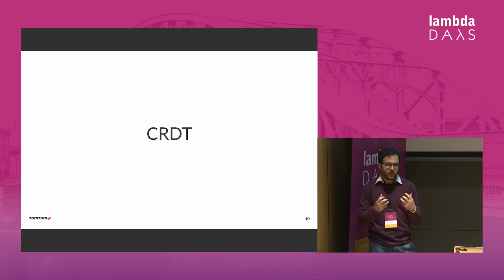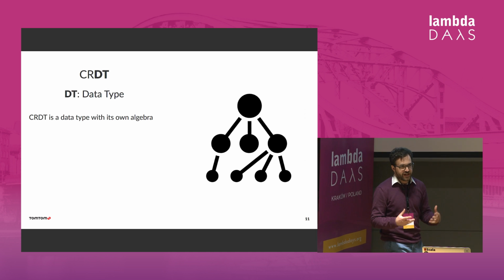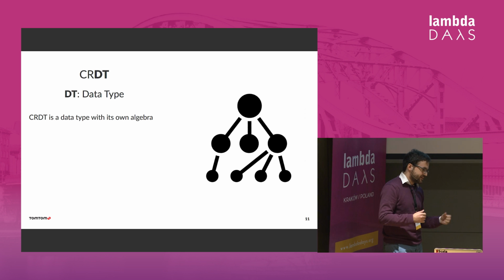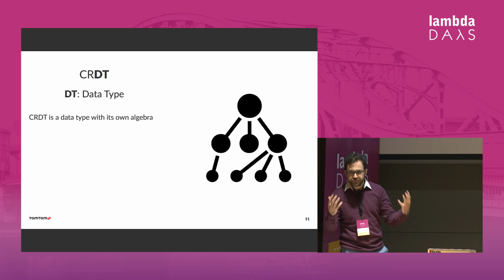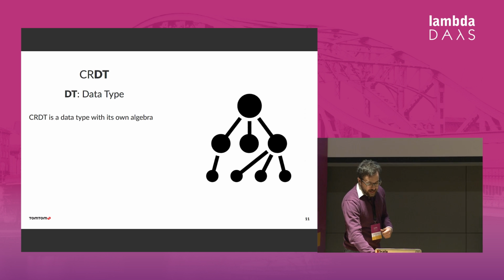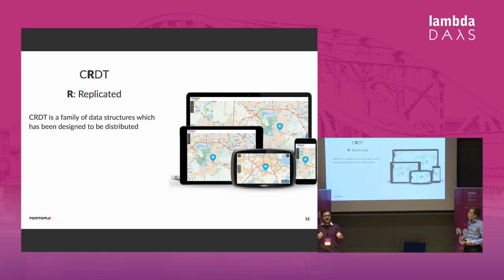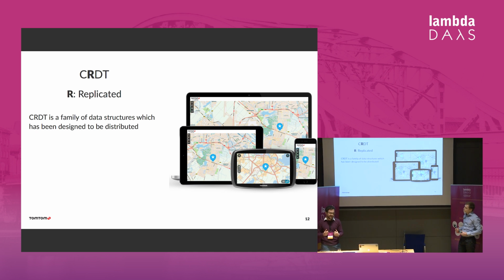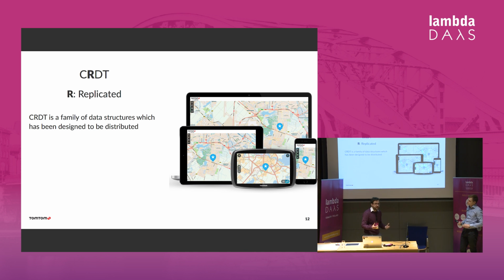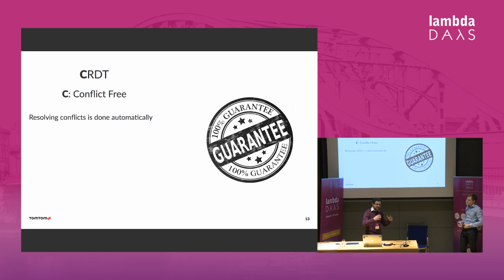So we said we wanted to try CRDT. As I said, CRDT is a data type, a data structure, and it's a family, a little bit ambiguous, but a range of data structures. And it has its own algebra. And it's also replicated, so it's meant to be distributed. So at any time, any instance of a CRDT can have multiple replicas, which can be out of sync. And being out of sync is one thing, but they can even be in a conflicting state.